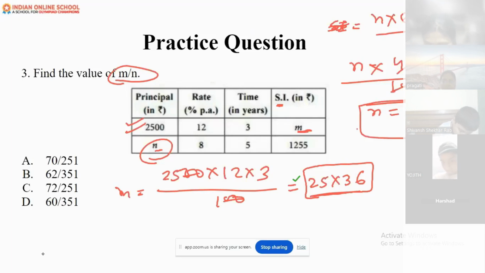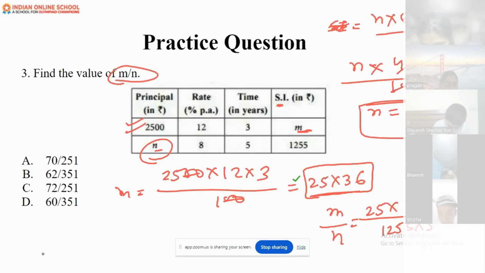M and n we have. Now what will we do? M upon n. So what is m here? 25 into 36 upon 900. 12 into 1255 into 5 upon 2. So this upon will go to the numerator. Whenever there is a denominator having fractions, that denominator goes to the numerator. So now calculate it.